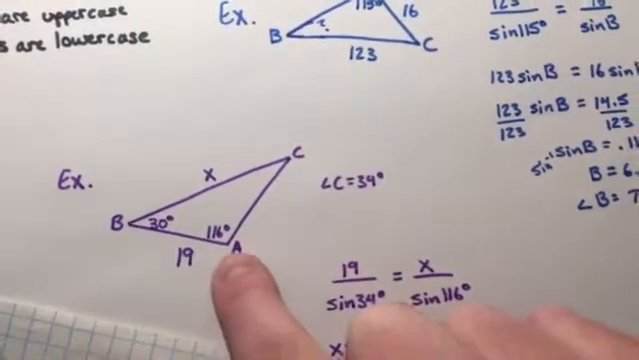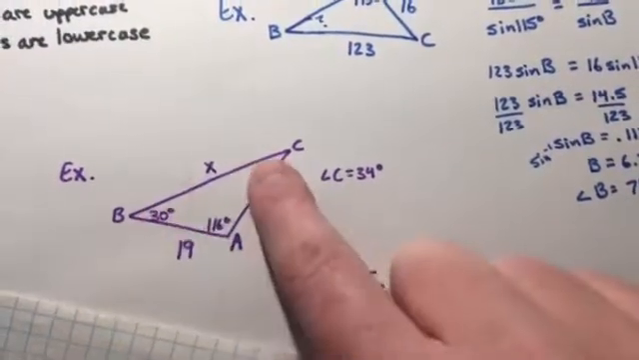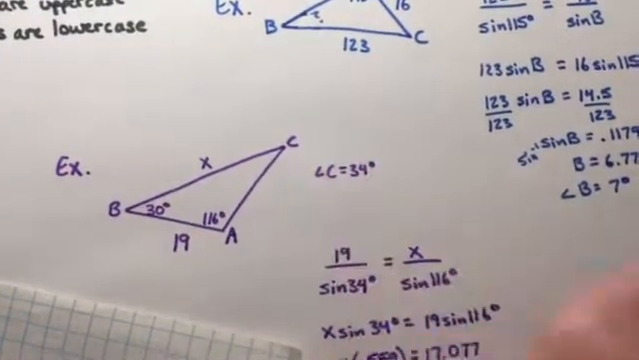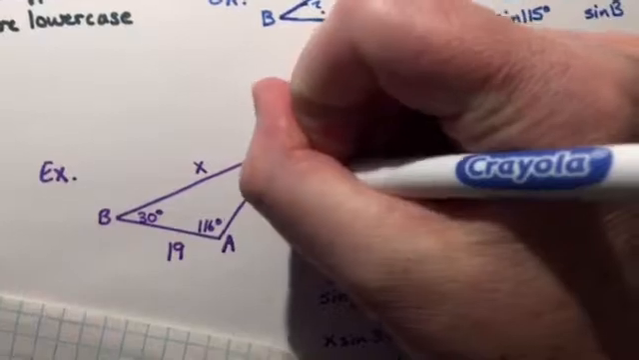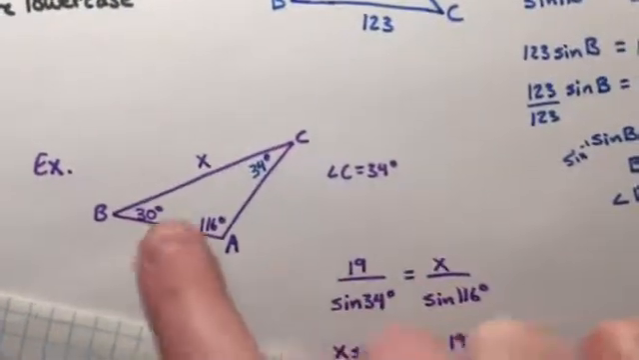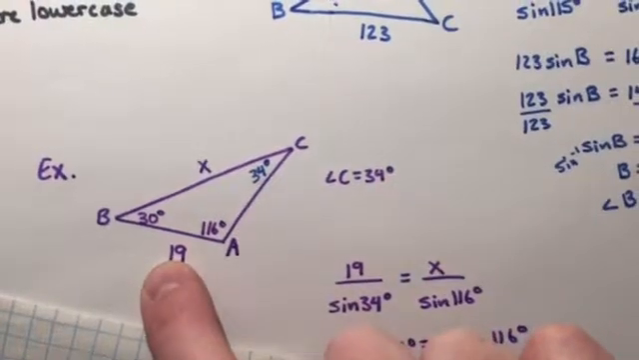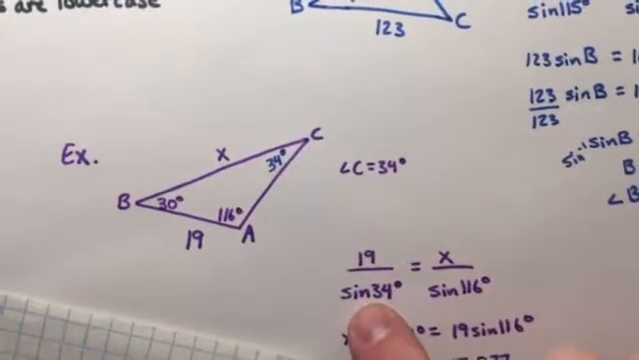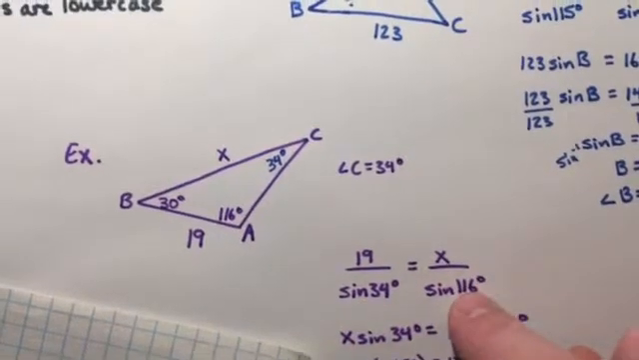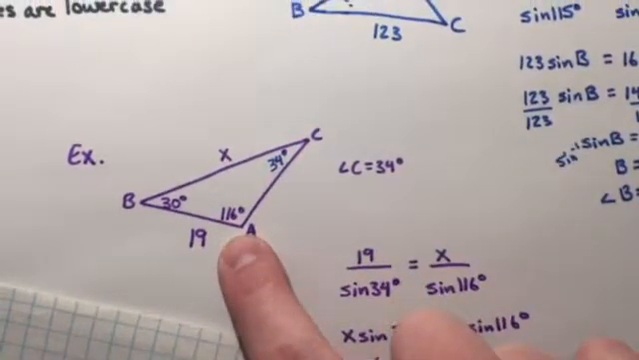We have the angle A, we have angle B, so it's easy to find angle C because we have two angles, but this was not originally given in the problem. So I calculated that angle C was 34 degrees, and now I'm going to write that in the figure. And then I decided to say 19, I have the angle across from it, so I'm going to put those together. 19 across from the sine of 34 is equal to x over the sine of 116.